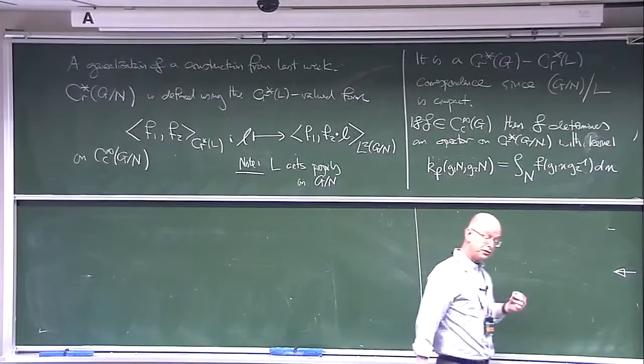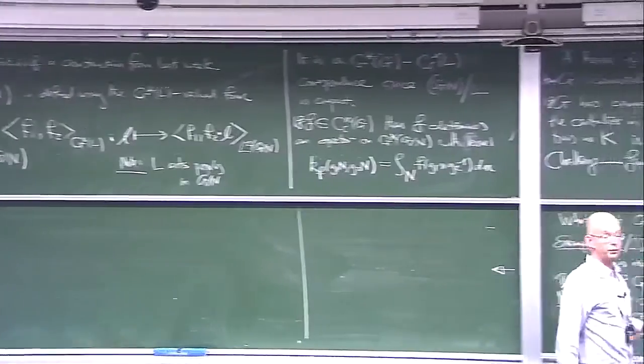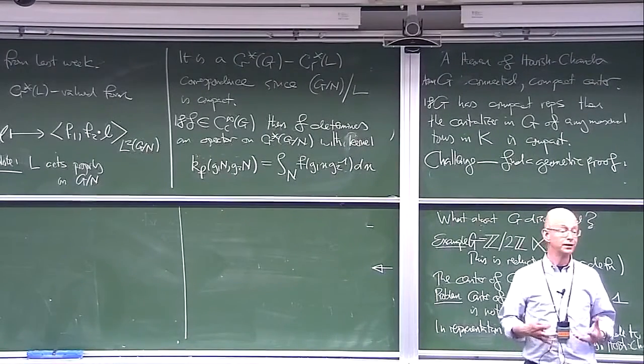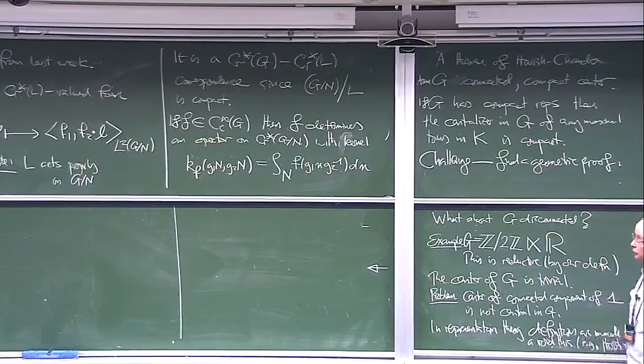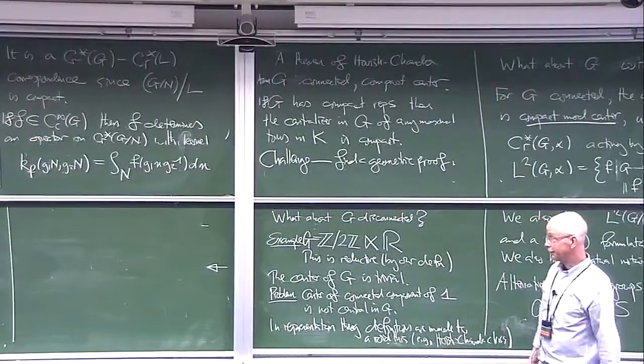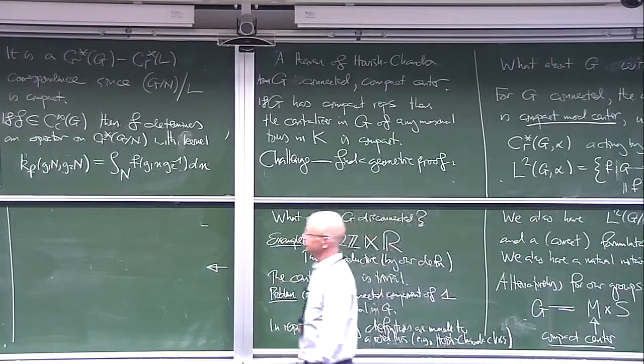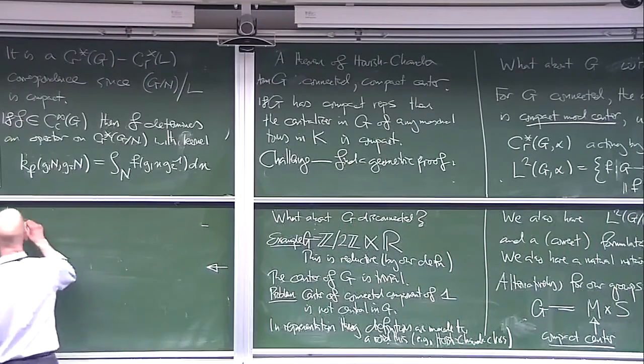The space G mod n is not a compact space, so this is not an integral operator in the most classical sense of the theory of Hilbert and Schmidt. It's an operator whose Schwartz kernel, if you like, is this thing here. But it has a certain property.